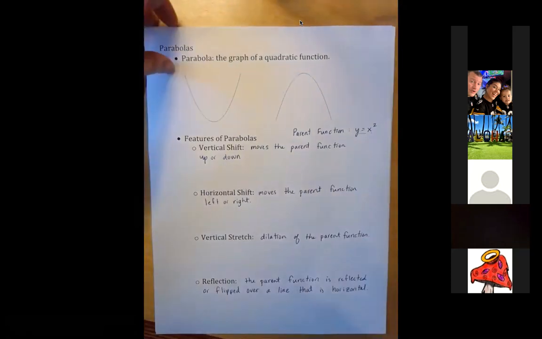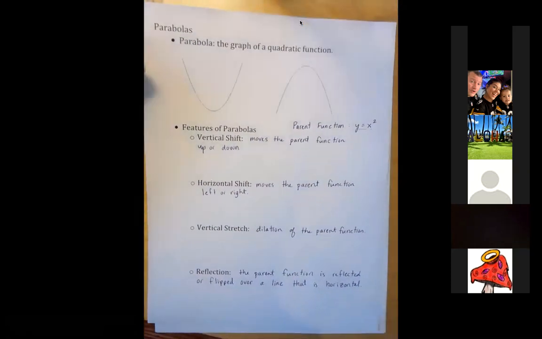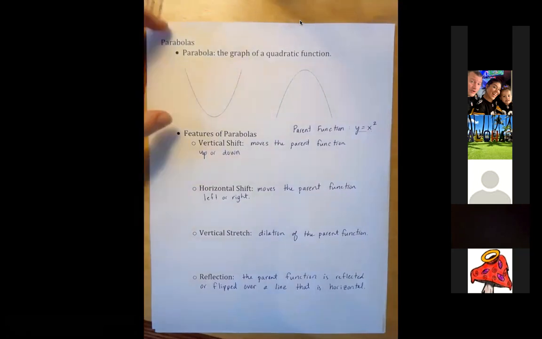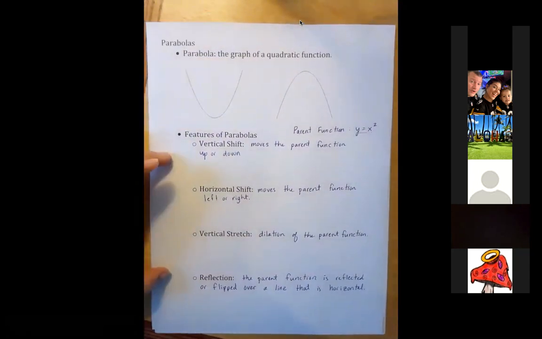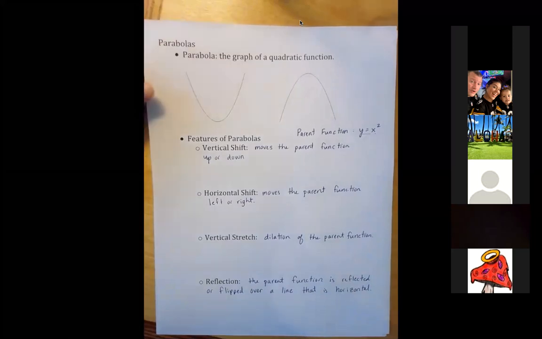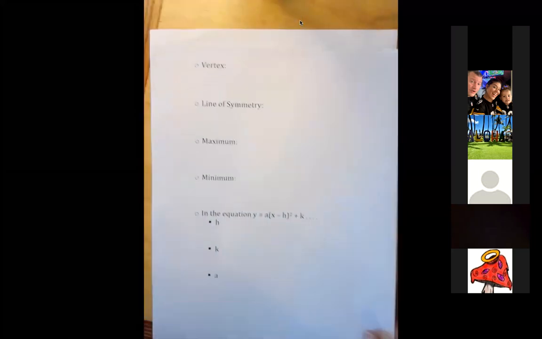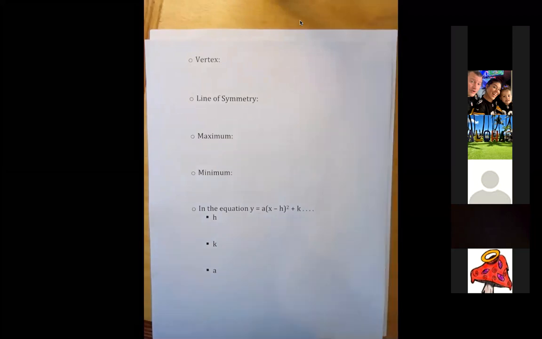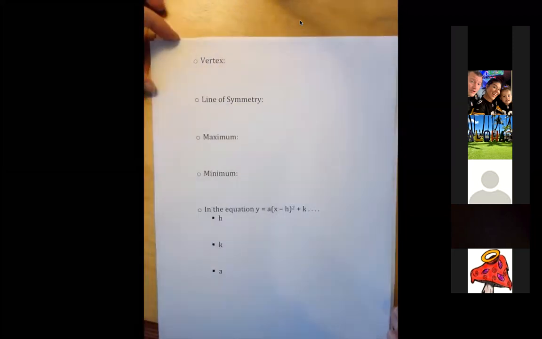Parabolas also have various important features. So there's the parent function or mother function, and then there are these transformations that move that parabola left, right, up, down, make it wider, make it narrower. But regardless of where the parabola is sitting or how wide or narrow it is, it has some key features. One of these features is the vertex.